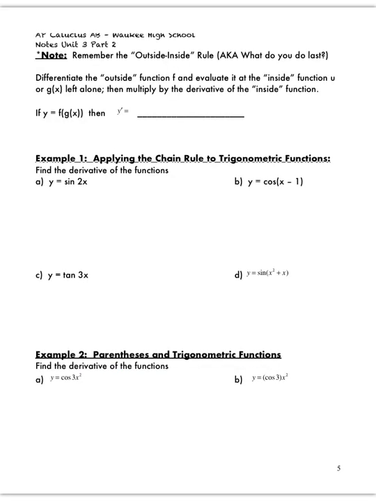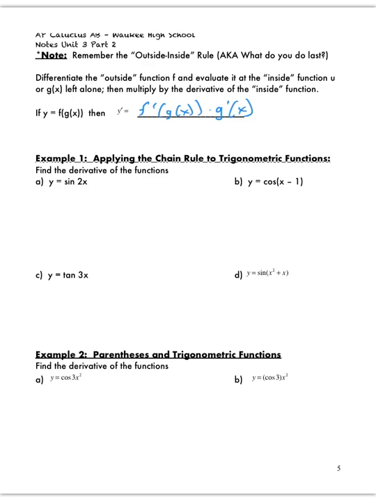So don't forget the outside-inside rule, aka what you do last, up here at the top of this particular page. So differentiate the outside function f and evaluate it at the inside function, and then multiply by the derivative of the inside function. So again, repeating what we did in class on the first day we did this, f prime of g of x times g prime of x.